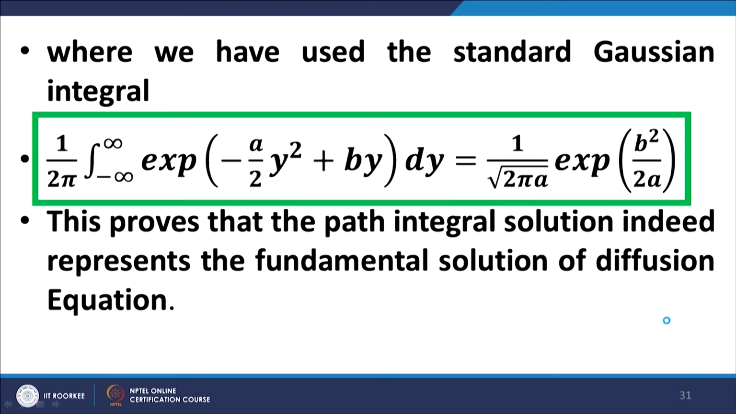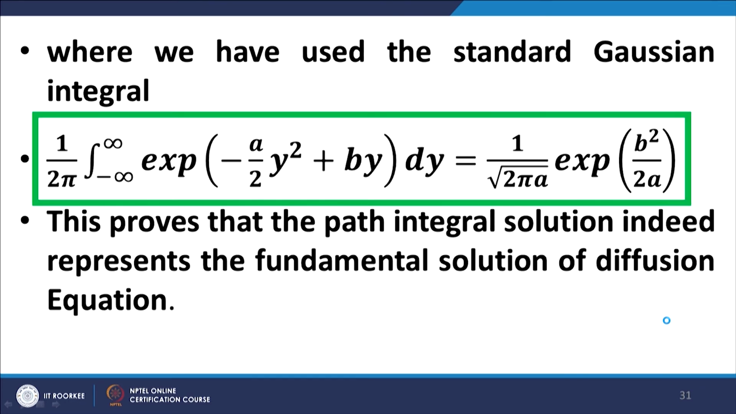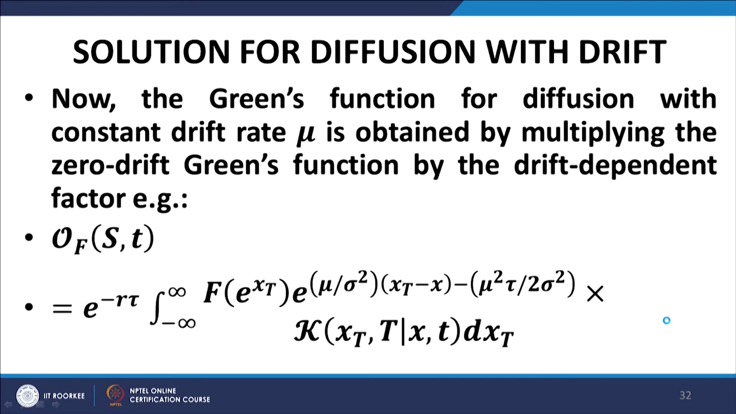So, this is the evaluation of the Gaussian integral that is done in this particular slide. We have used this particular formula which is there in the green box. So, now we have to go back, because what we have done so far is we have obtained the Green function or the transition amplitude or the transition probability in respect of the driftless Brownian motion.